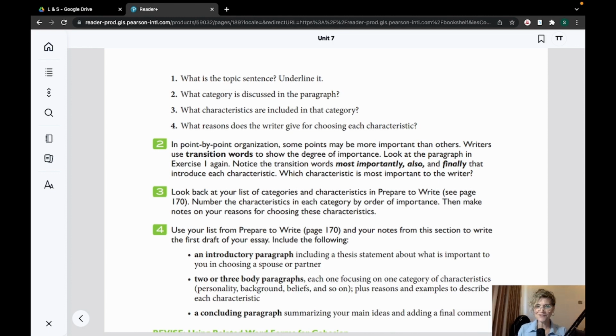Awesome. Okay, now these are 4 questions I'd like you to answer. What is the topic sentence? Underline it. What category is discussed in the paragraph? What characteristics are included in that category? And what reasons does the writer give for choosing each characteristic? I'd like you to answer this to just analyze what the structure is like in this paragraph, because you will have to use the same structure in every body paragraph that you will write for your essay, okay? Pause your video. Go ahead.